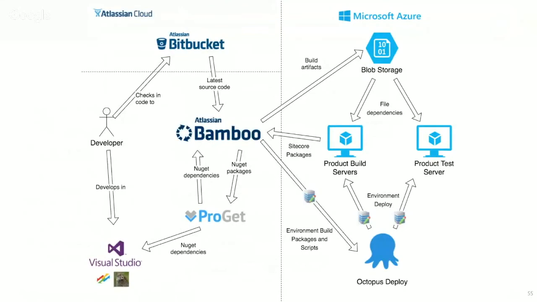Quick view of what this all ends up looking like. So as a developer, I'm working in Visual Studio. I check into Bitbucket. Bamboo runs a build. It grabs any NuGet dependencies from ProGet.